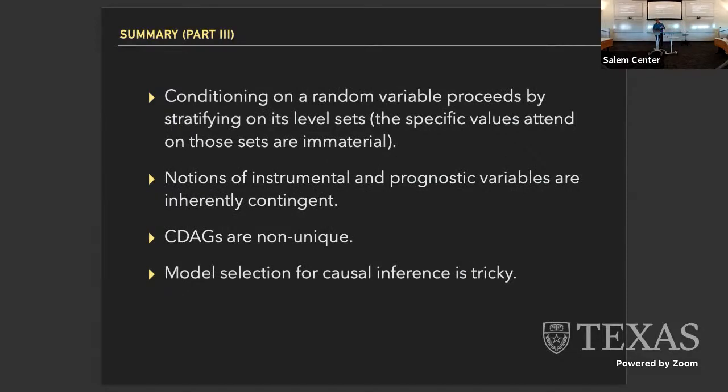I'm going to skip that top one. Notions of instrumental and prognostic variables are inherently contingent. Right? This idea of what is necessary to condition on depends on what has already been conditioned on, and it's very non-monotonic, working out in a very complicated way. CDAGs, the causal diagrams, are non-unique. That's something that you might not have realized. And model selection for causal inference is super tricky.